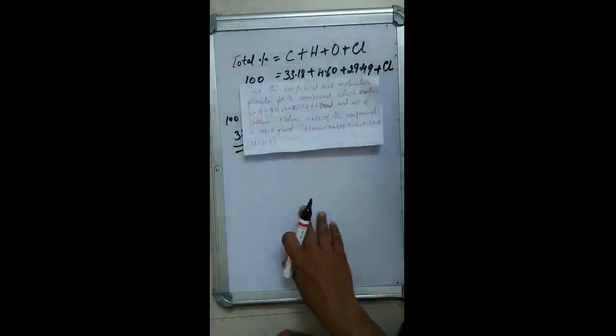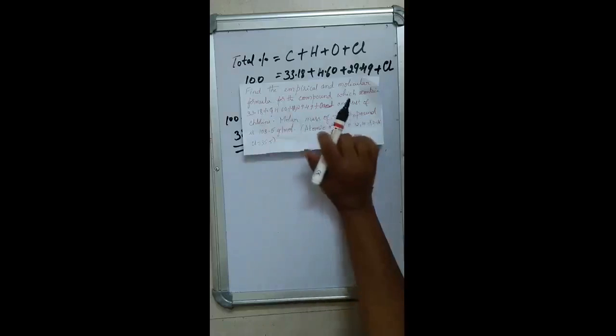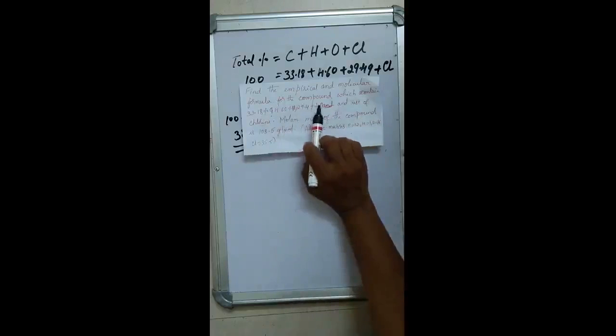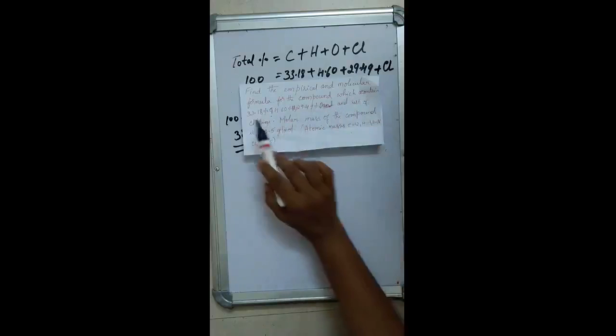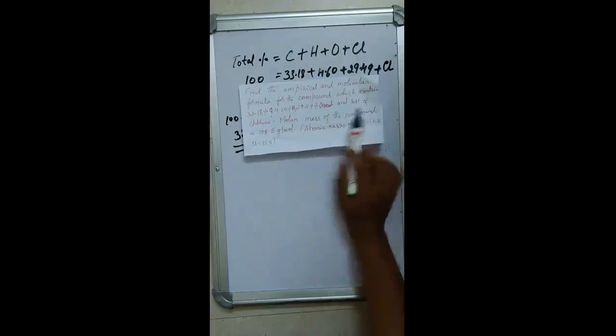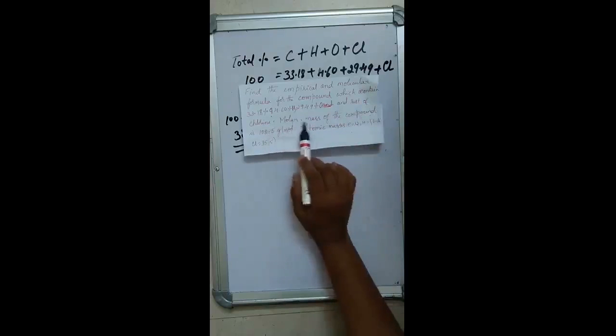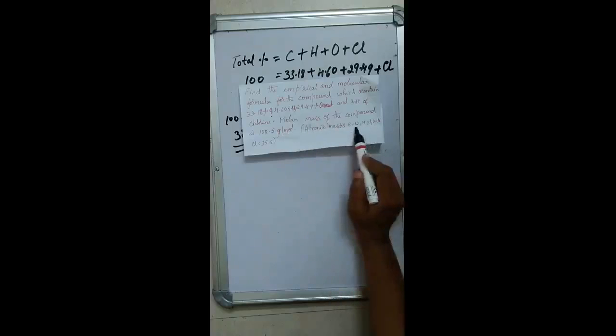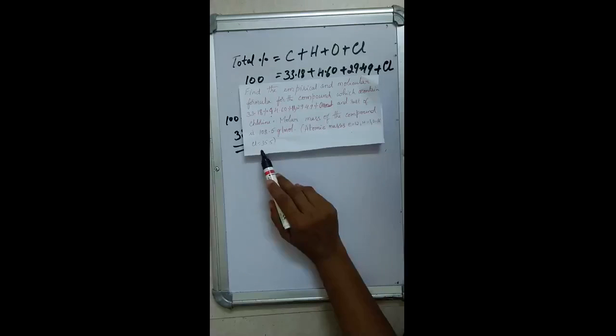So I will repeat the question, you can write it down. Find the empirical and molecular formula for the compound which contains 33.18% carbon, 4.60% hydrogen, 29.49% oxygen and the rest chlorine. Molar mass of the compound is 108.5 gram per mole. Atomic masses: carbon is equal to 12, hydrogen is equal to 1, oxygen is equal to 16, chlorine is equal to 35.5.